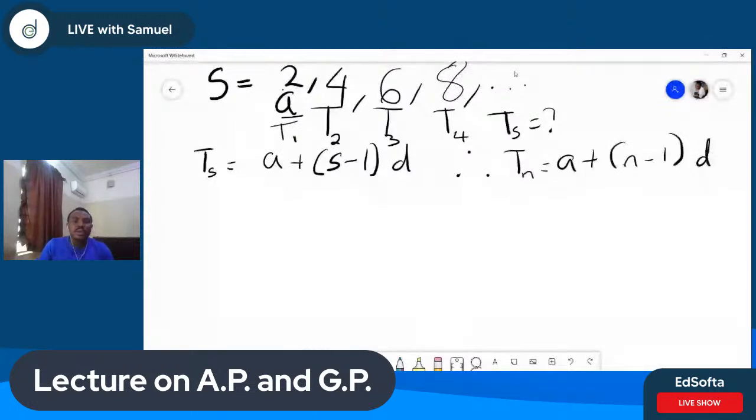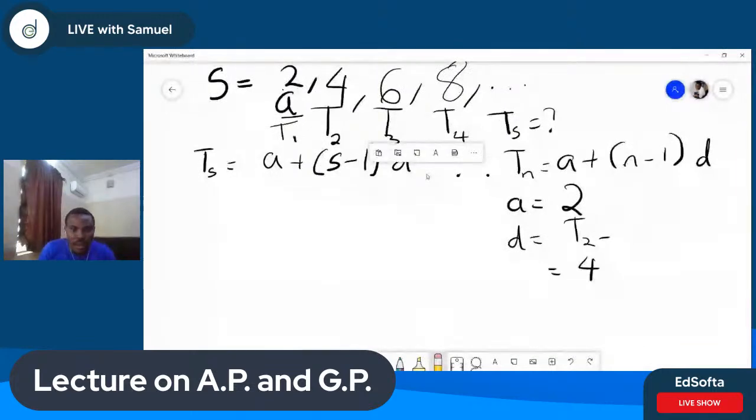Now the question is, what is our A? We know our A is 2. What is going to be our D? Our D will be T2 minus T1. And what is T2? T2 is 4, or better still, we can call this A so that we don't cause any confusion for ourselves.